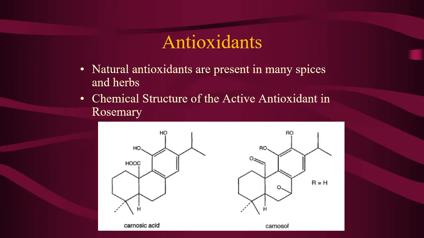Okay, natural antioxidants are also present in many spices and herbs. So if you look at the chemical structure of the active antioxidants that can be found in rosemary, you can find two antioxidants. The first one is carnosic acid and the other one is carnosol. If you look at these compounds, they both have lots of OH groups and also unsaturated groups, which is a common form of antioxidant.